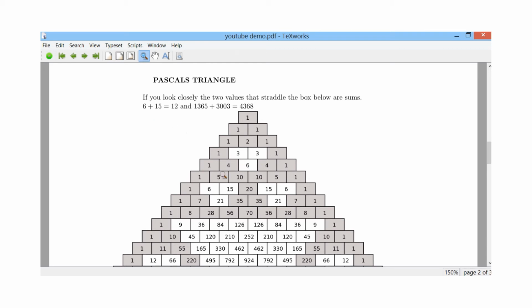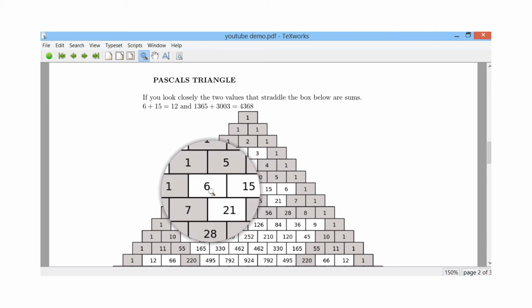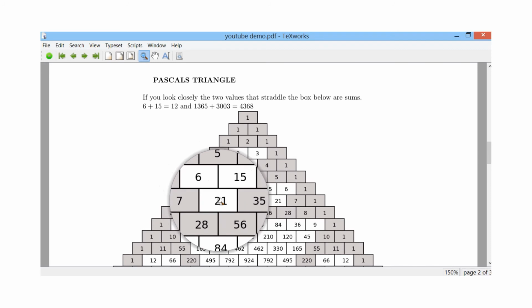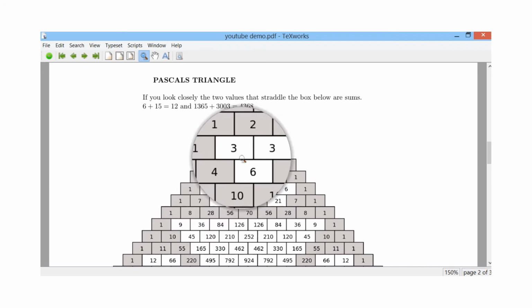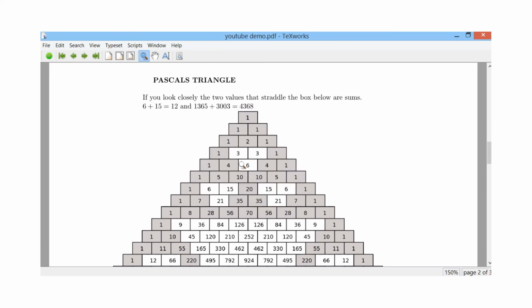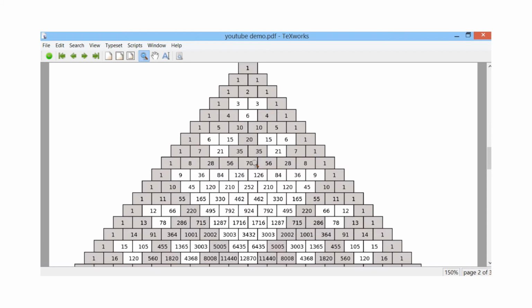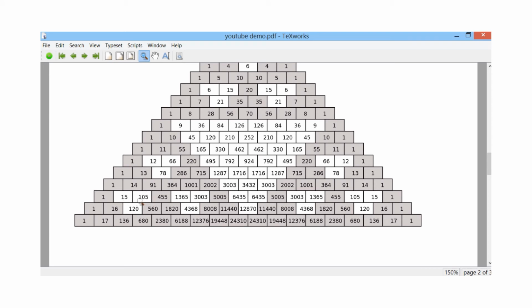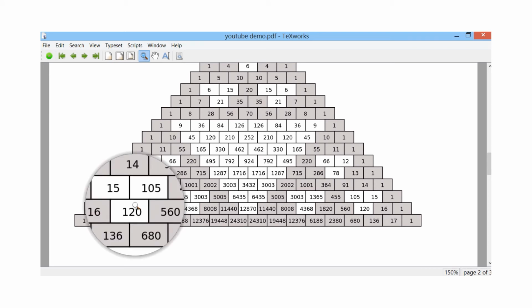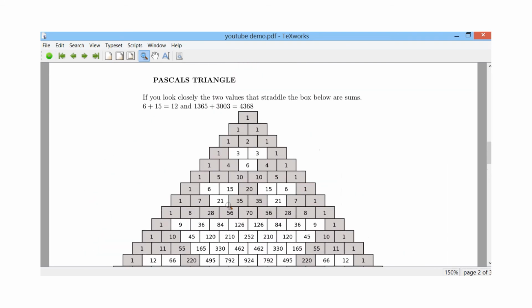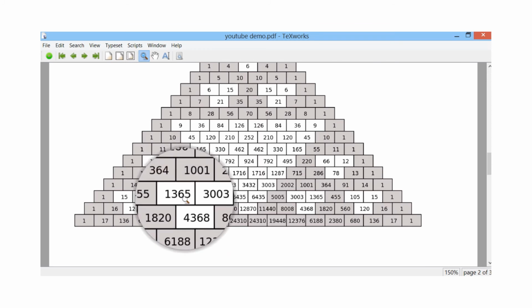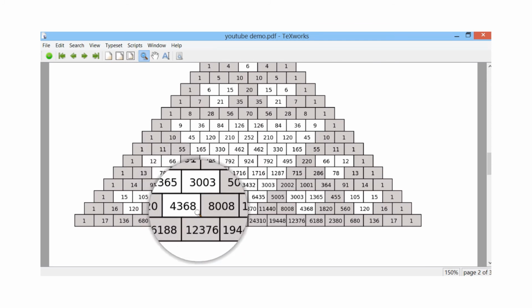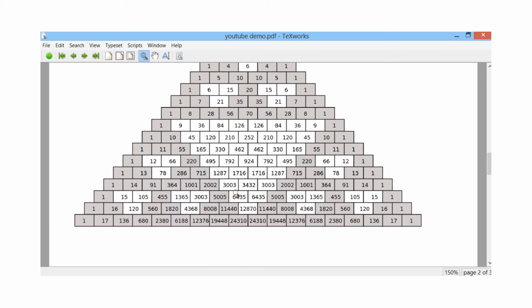So basically, if you look here, 6 and 15, 6 plus 15 is 21. Here we've got 3 plus 3 is 6, which makes 6. Same down here, 15 plus 105 is 120. And you'll find that for all the triangle's positions. So 1365 plus 3003 gives 4368.